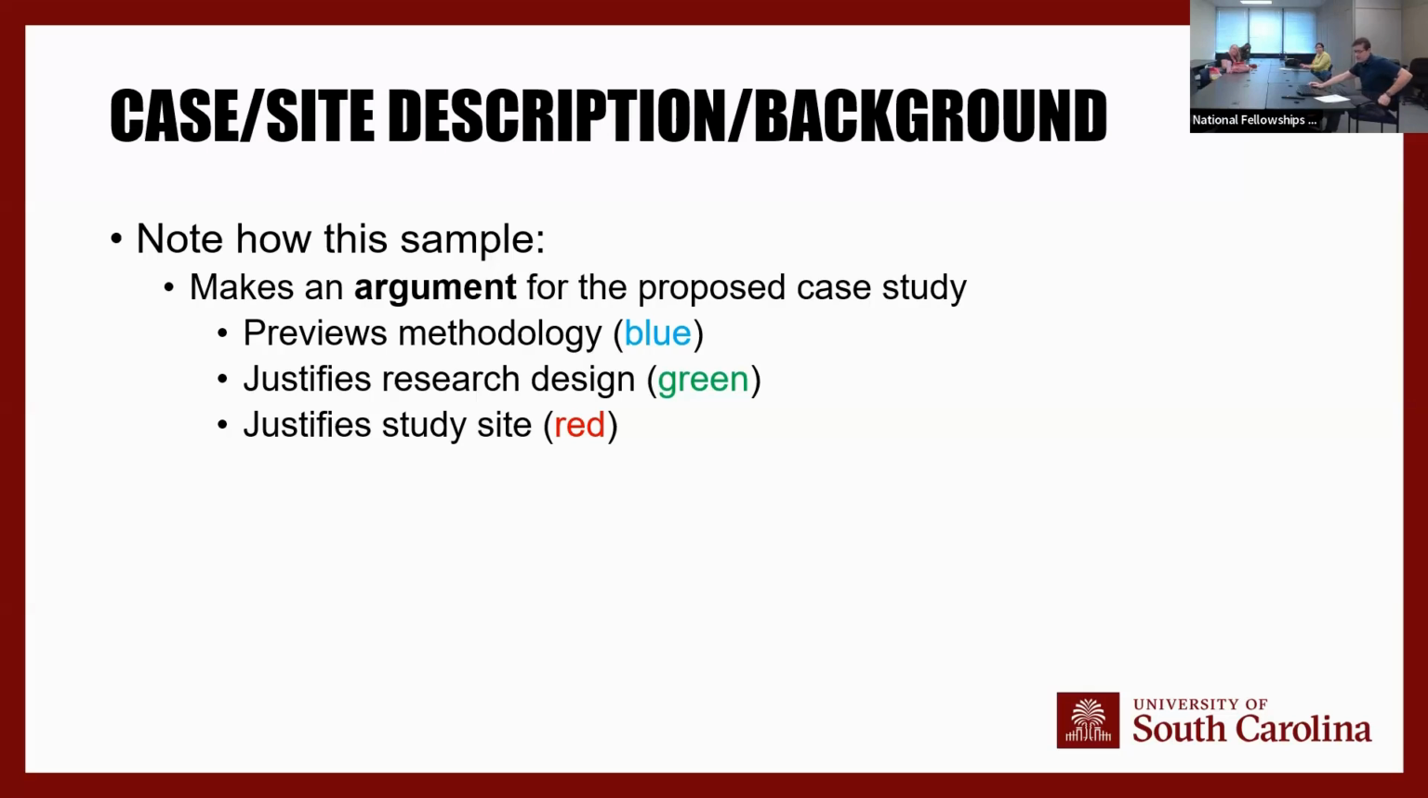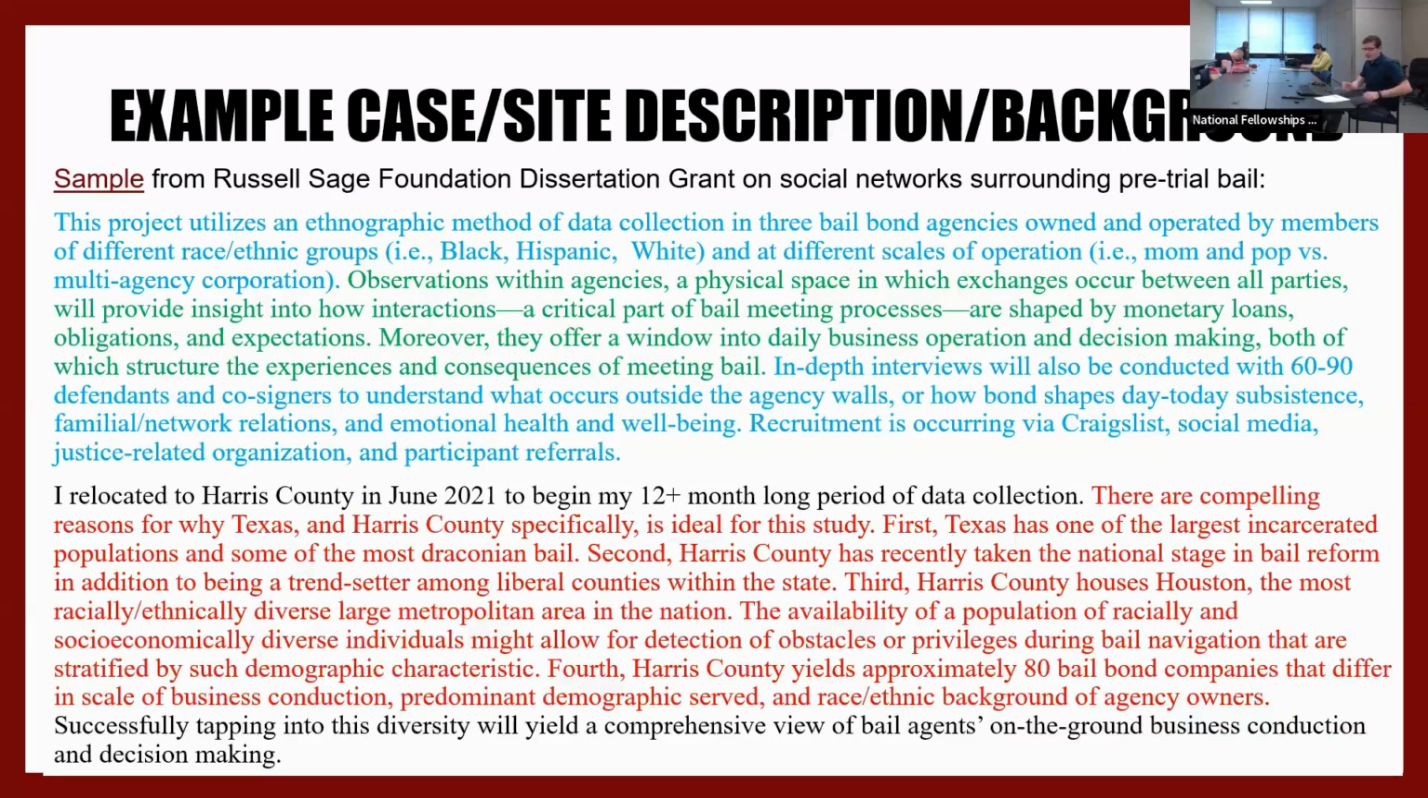And so I've highlighted that text in some different colors here. We can see that. Again, in blue we have a little bit about the methods to be employed: ethnographic data collection, in-depth interviews, already indicating the number of study subjects, and a little bit about how we're going to recruit those participants. So we get some sense of what this research is actually going to look like. This is really a little bit of a research plan in some ways as well.